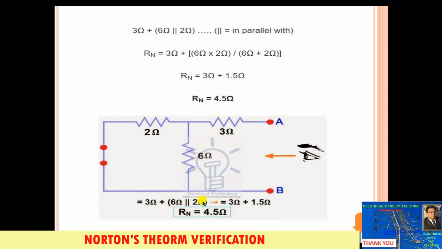So 6 twos are 12, divided by 6 plus 2, 8. So it becomes 1.5 plus 3. So in this theorem it will be called Norton's resistance. So it becomes 4.5 ohm. Basically the procedure of finding Norton's resistance is the same as it was during Thevenin's theorem.